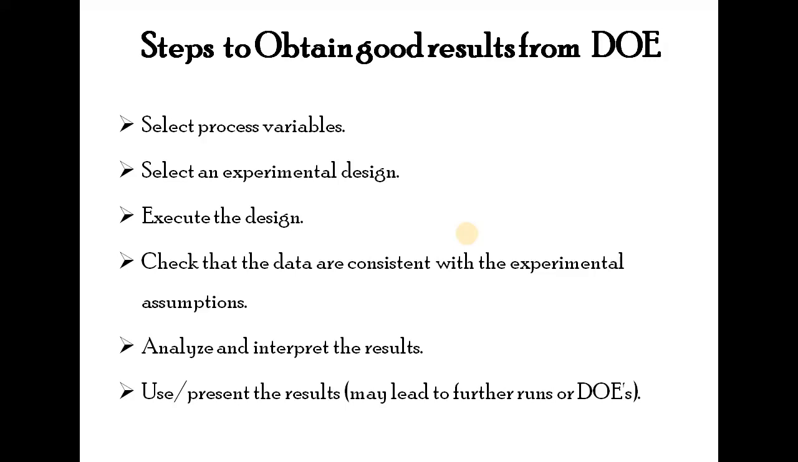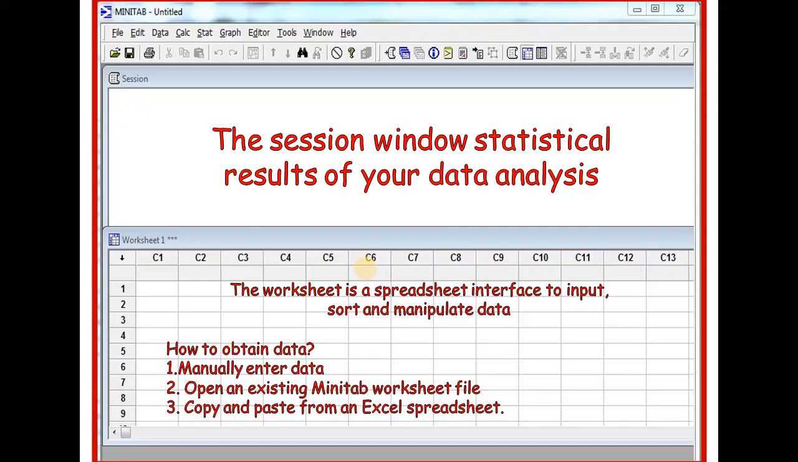What are the steps to obtain good results from DOE? Select process variables, select an experimental design, execute the design, check that the data are consistent with the experimental assumptions, analyze and interpret the results, use or present the results.